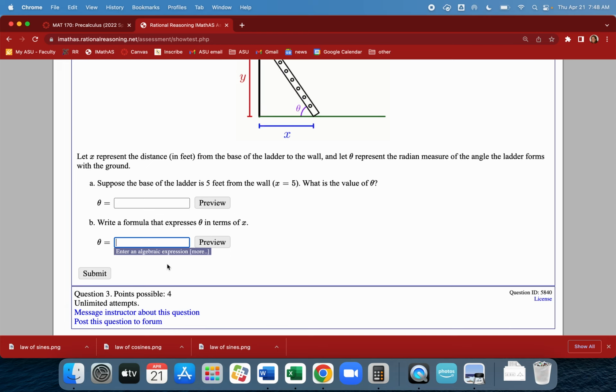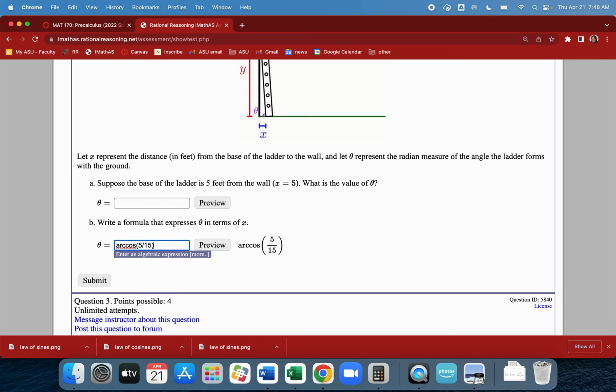But also, this is the kind of inverse function written with a -1 notation. That means the same as arc cosine. Those are two different notations for the same thing, and one is obviously easier to type than the other. That's the one that iMath likes, arc cosine, without all that other stuff in there. I'd do arc cosine of 5/15 for this.